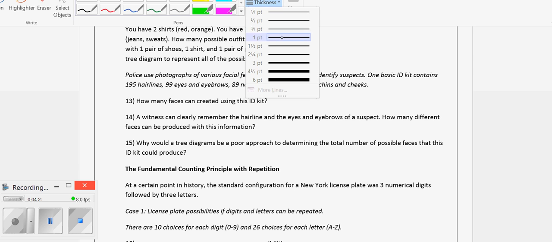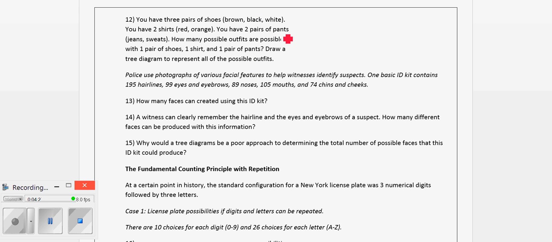So let's give example 12 a try. 3 pairs of shoes, 2 shirts, 2 pairs of pants. So how many possible outfits are possible with 1 pair of shoes, 1 shirt, 1 pair of pants? Well, we could draw a tree diagram.